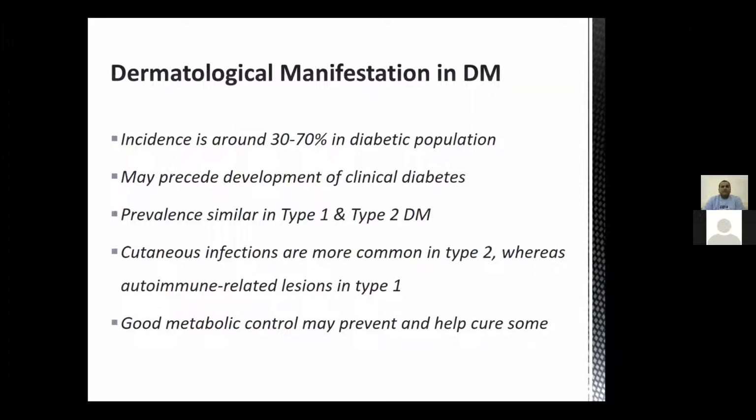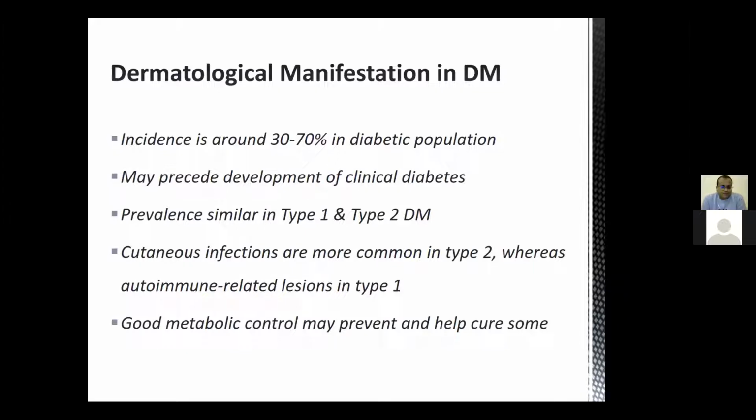Dermatological manifestations in diabetes: they affect around 37 to 70% of our diabetic population. They will have some or the other dermatological manifestation. And most important is that dermatological manifestations may precede development of clinical diabetes, because many patients present to the dermatologist with a dermatological complaint, and when they are evaluated, they are found to have diabetes. That may be subclinical, hidden, or many patients may be pre-known diabetic also.